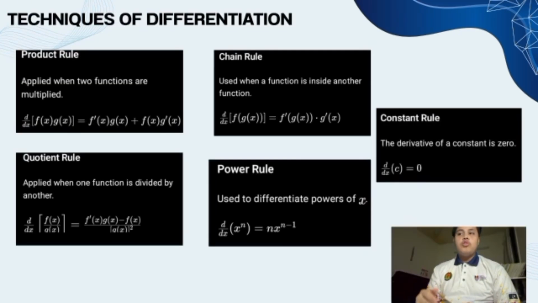If we continue, we have the product rule, the chain rule, the quotient rule, the power rule, and the constant rule. The product rule is applied when functions are multiplied. The chain rule is used when a function is inside another function. The quotient rule is applied when one function is divided by another. The power rule is used to differentiate the power of x. The constant rule says the derivative of a constant is 0.